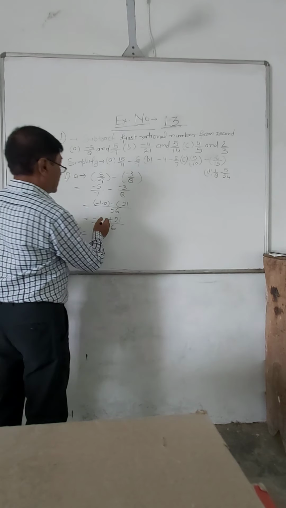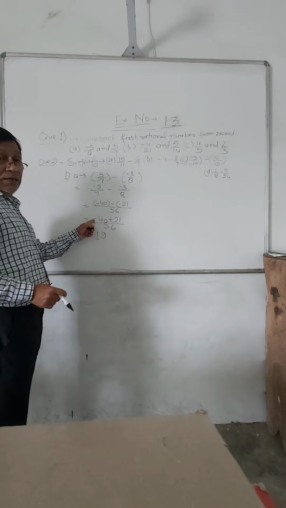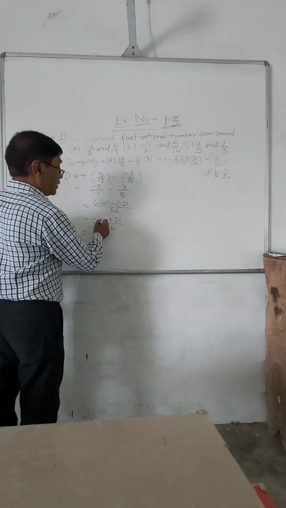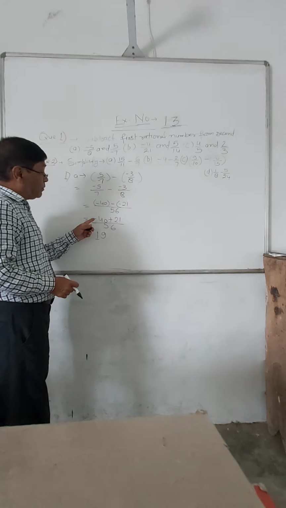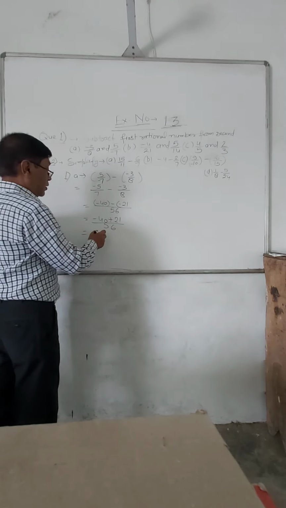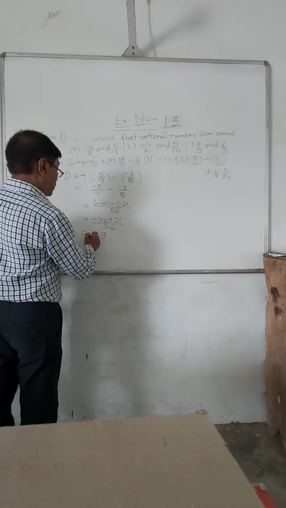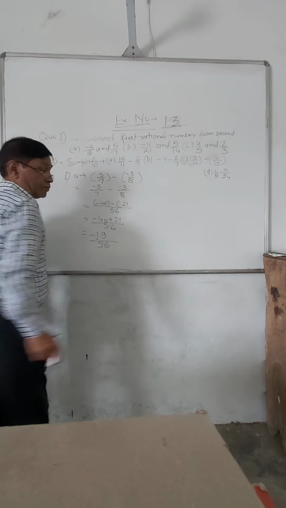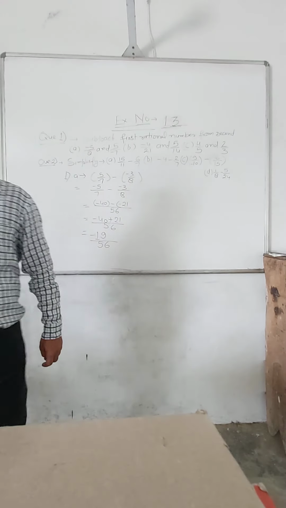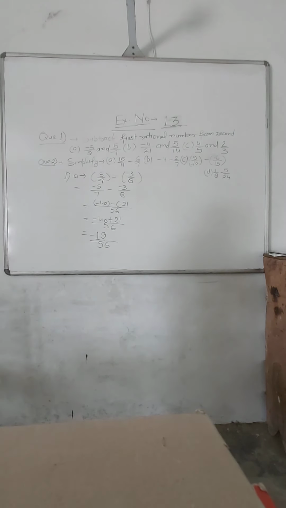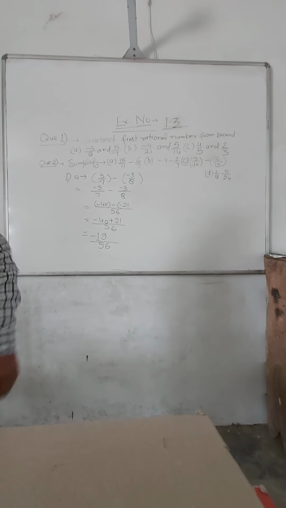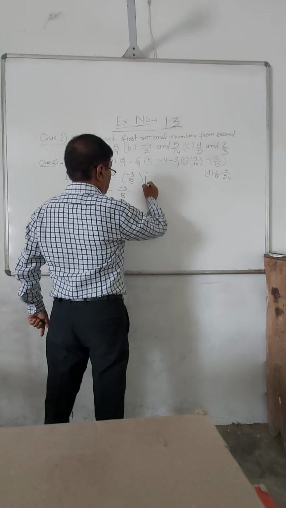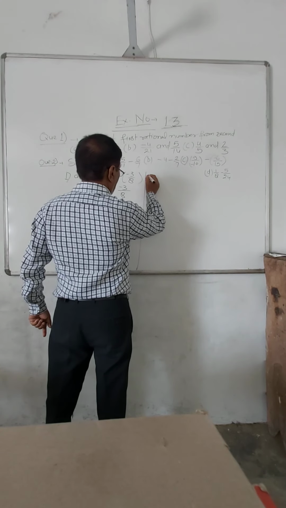Since the bigger number has the negative sign, the answer will be negative. So subtract the smaller number from the bigger number, and the sign will be of the bigger number. So it will come minus 19 upon 56. This is the answer of this question. So 1A is this.